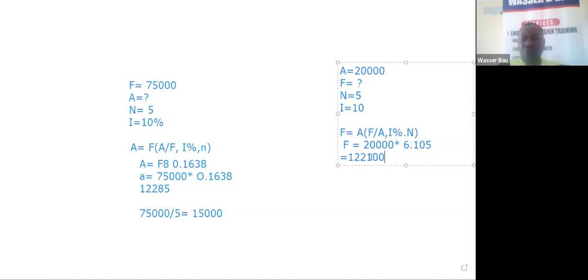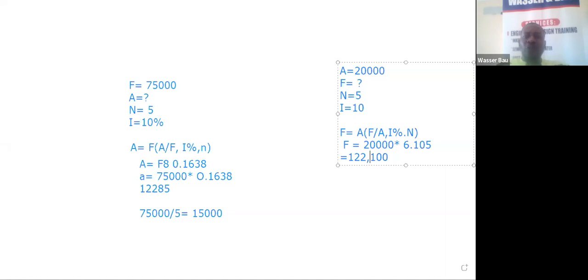So this is now the new amount of money at 5%. So you can see this and this are the same thing. It simply means this one I'm looking for the A. I was given the F. So that is what interest table does.